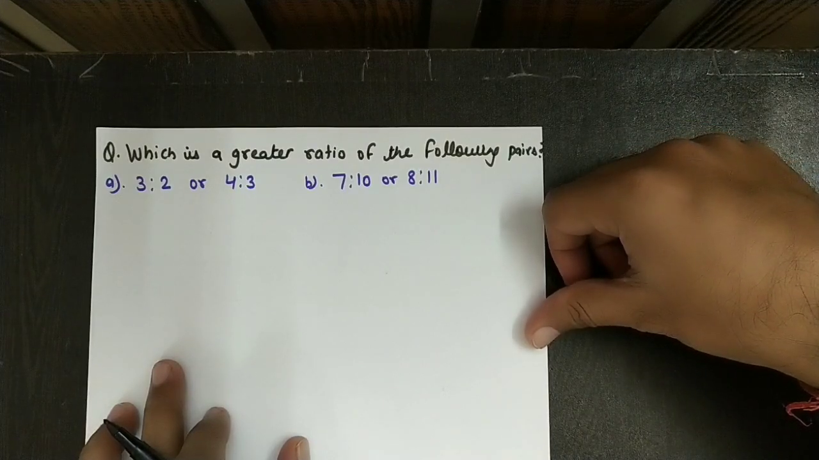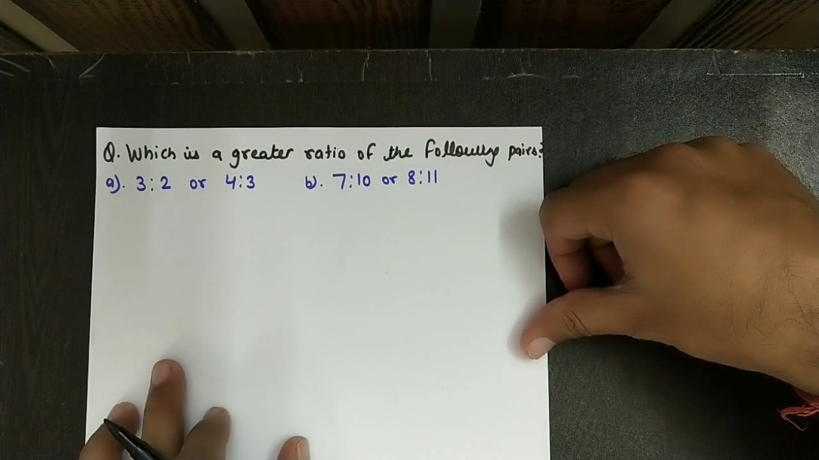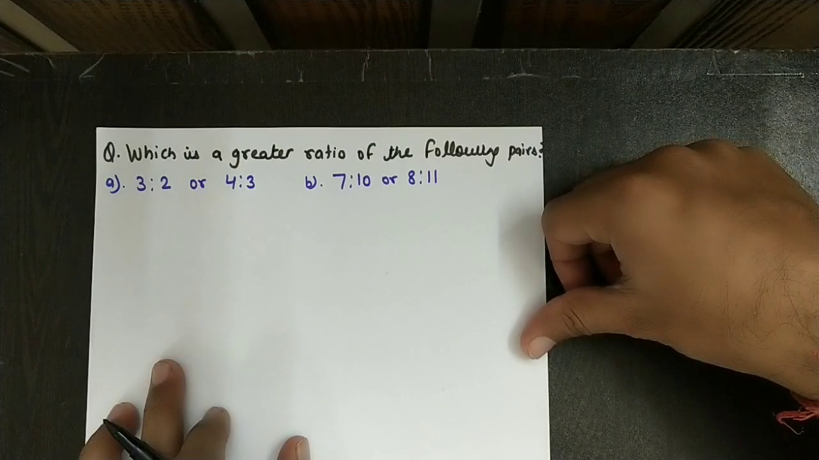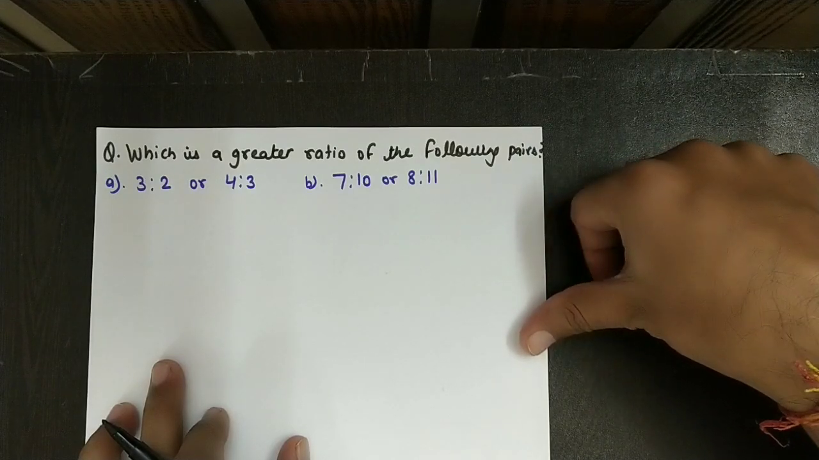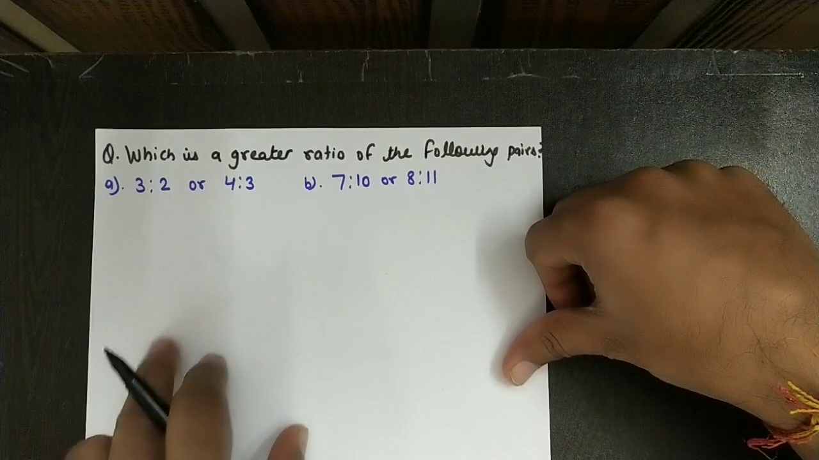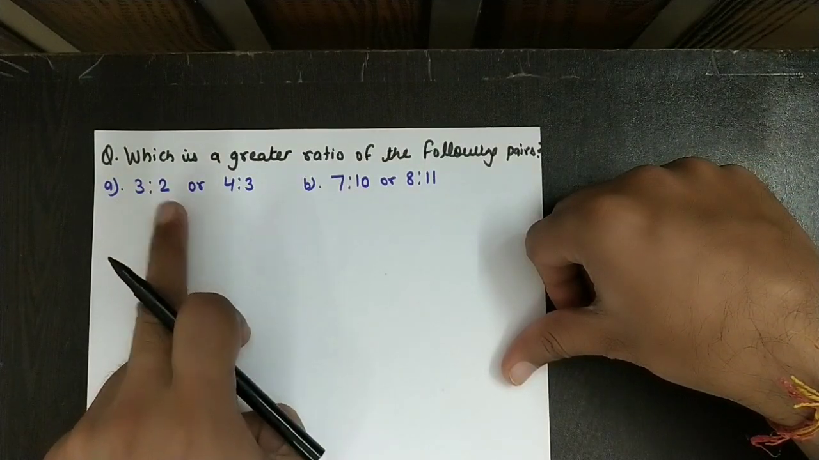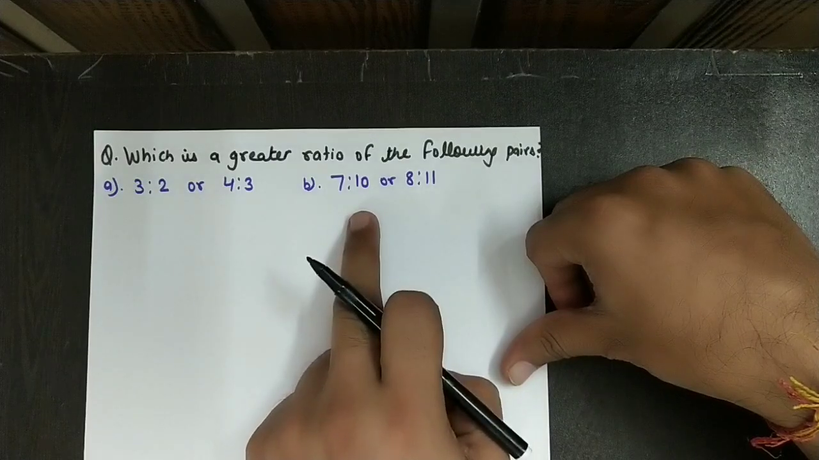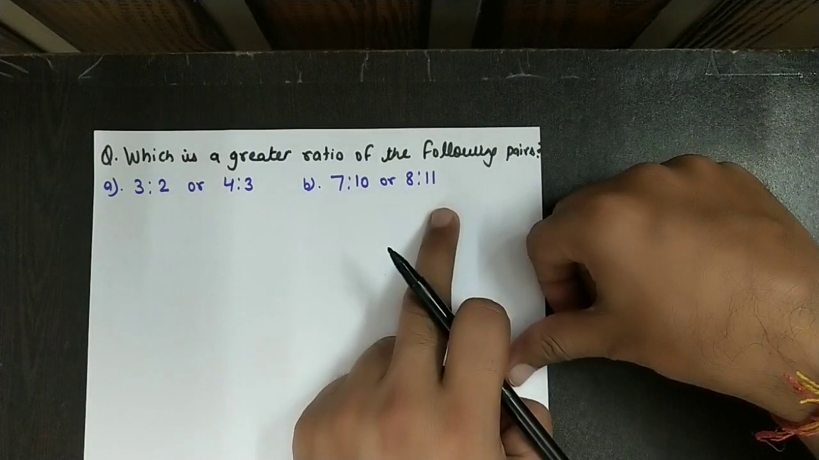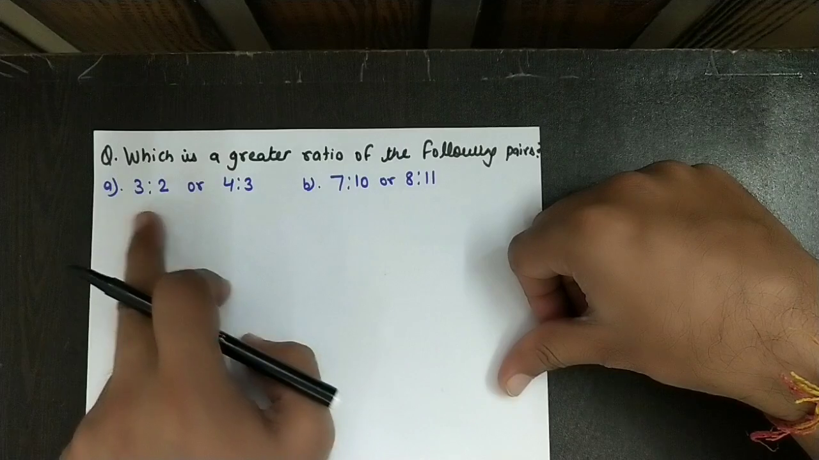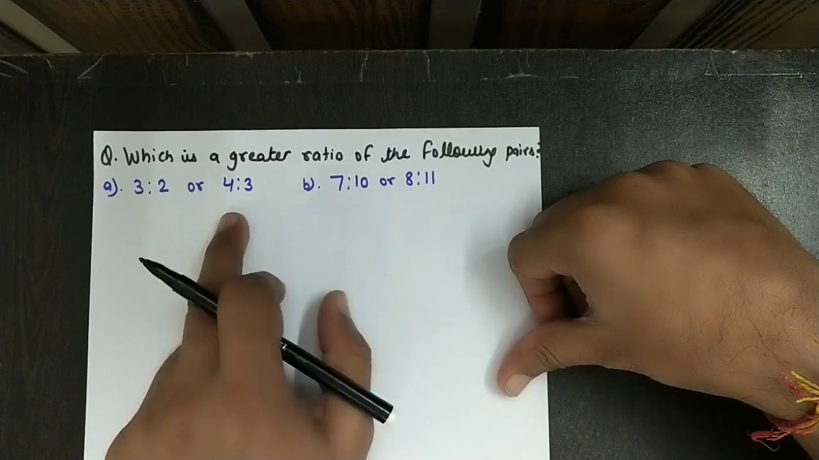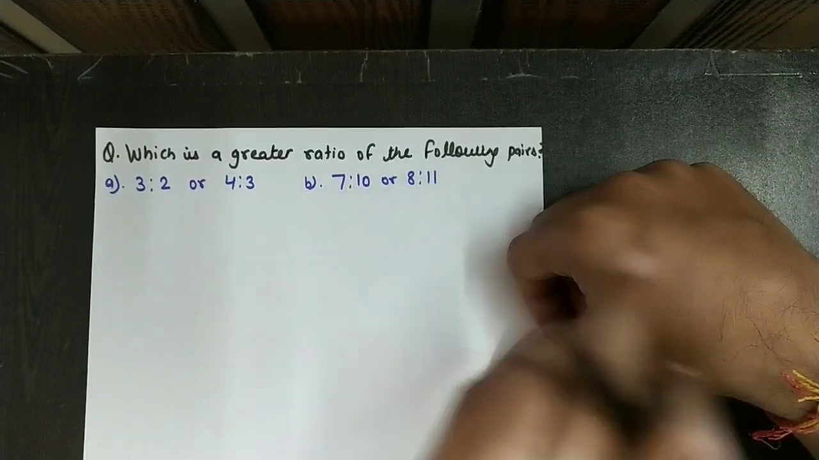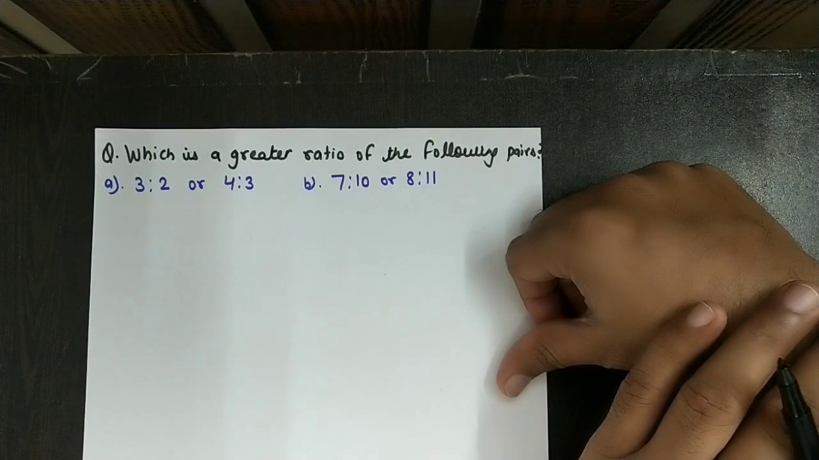Our question is: which is the greater ratio of the following pairs? 3:2, 4:3, and the second question is 7:10, 8:11. We have to find the greater ratio out of these two and the greater ratio out of these two.